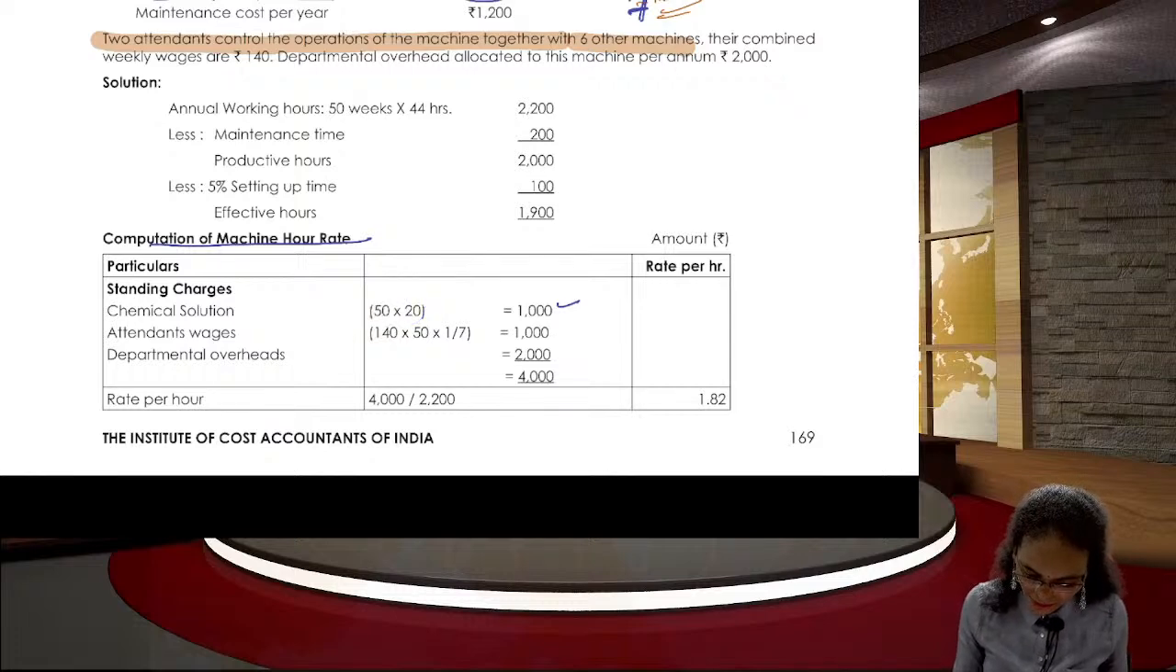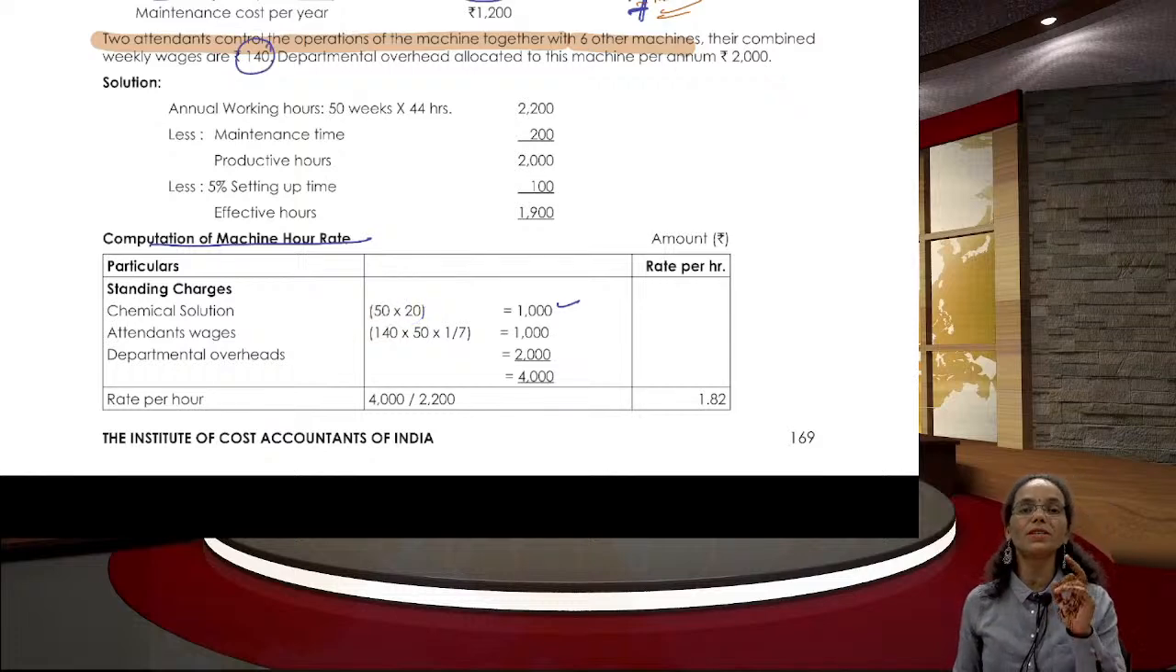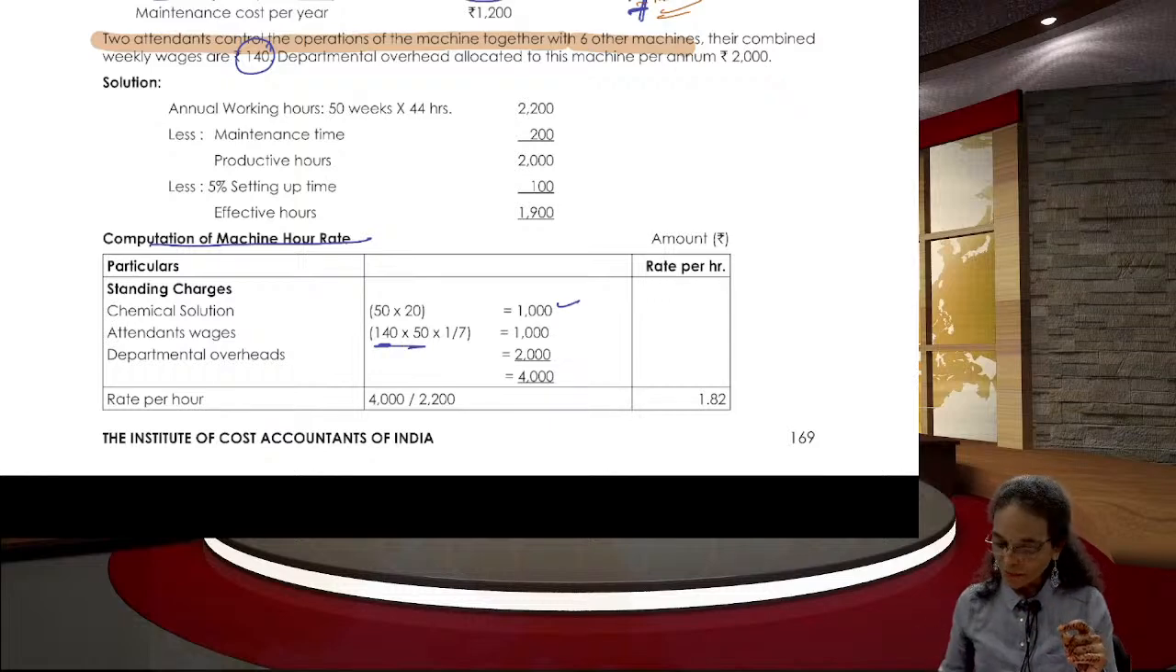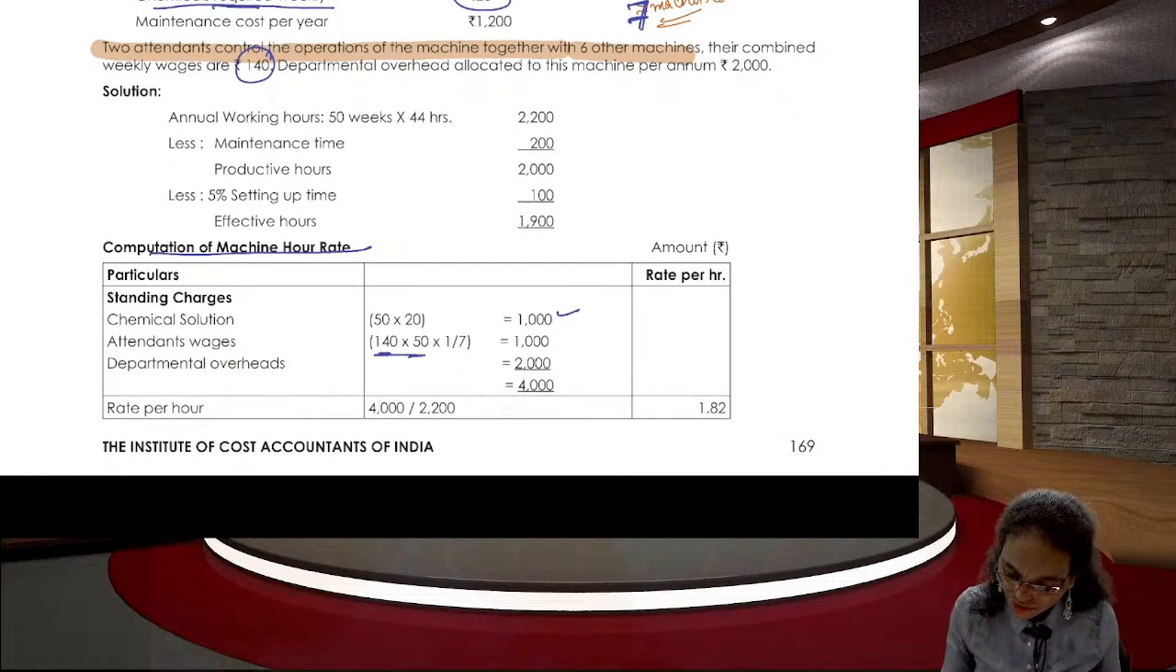Attendant expenditure of 140 rupees is the combined salary per week. Like that we have 50 weeks, so this is the total wages paid for the year. But how many machines do we have in total? We have 7 machines. So divide by 7.